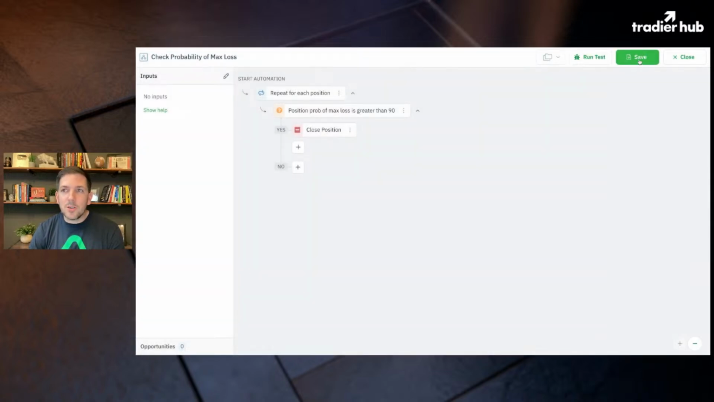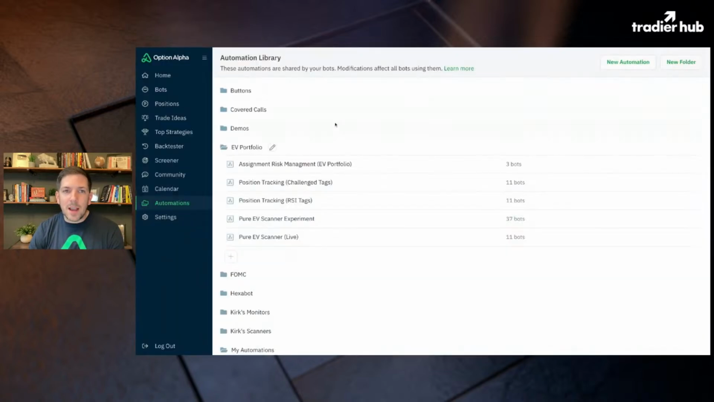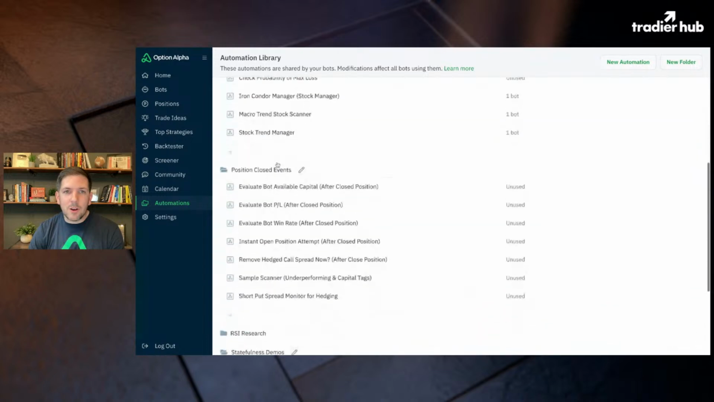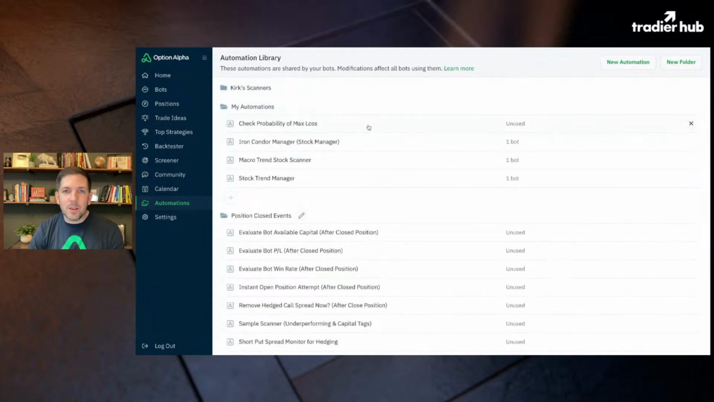Okay, so once you're good to go, you simply save this one to your library. It goes into your library inside of your automations. In this case, check the probability of max loss. It's unused right now in any bots, but you can just go into a simple bot, add it to your bot, and move on with your trading.